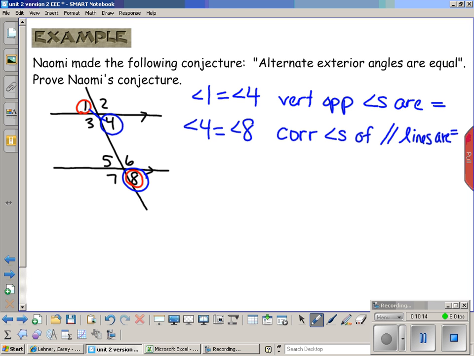So we've said 1 equals 4, 4 equals 8. 4 is involved in both cases. So we can say angle 1 equals angle 8 by our transitive property. We're just transferring the information. And we have now proved her conjecture to be true. Angle 1 and angle 8 are alternate exterior angles, and we have shown that they are going to be equal.